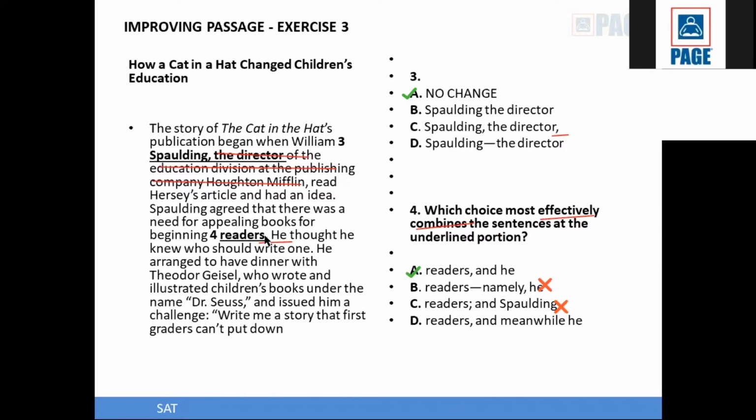Appealing books for beginner readers, and he thought he knew who should write what. So answer should be A. We don't need a capital letter, small letter. I think so. Understood. Okay, we go to the next question.